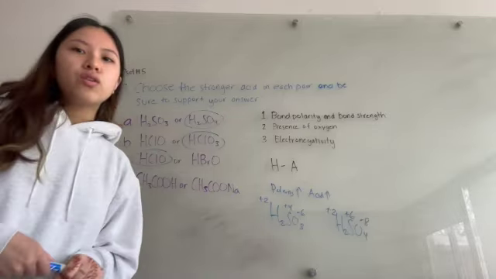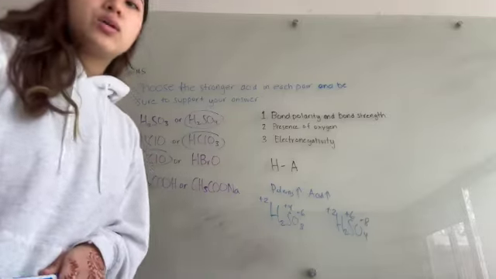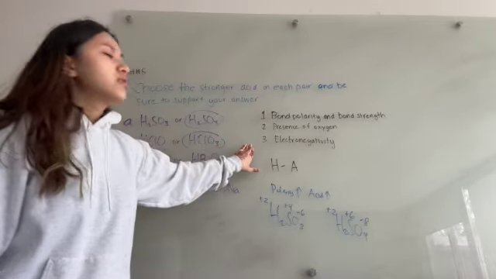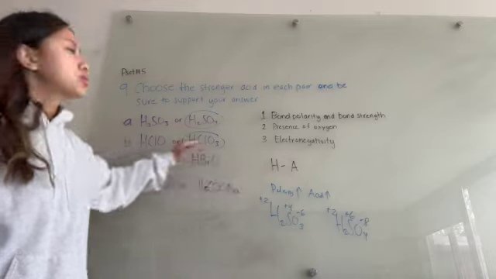So overall, we covered how to pick the stronger acid by using these 3 factors that affect acid strength and figure out which one is stronger.